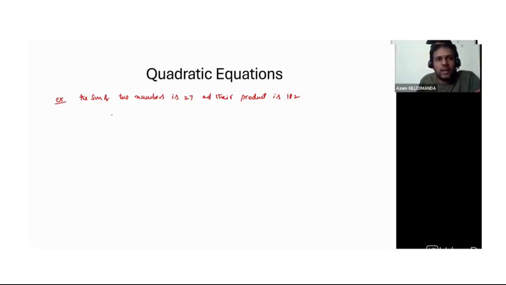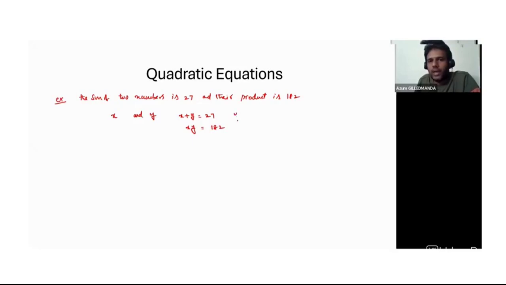Let's say x and y are the two numbers. There are two numbers whose sum is 27. That means x plus y is 27. And their product, x into y, is 182. If I have two variables, can I get a quadratic equation? No, right? A quadratic equation is in a single variable, in the form of ax square plus bx plus c equal to 0. So what I can do is, from these two equations, substitute any one value.